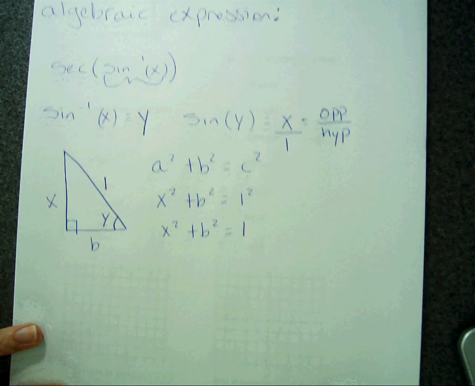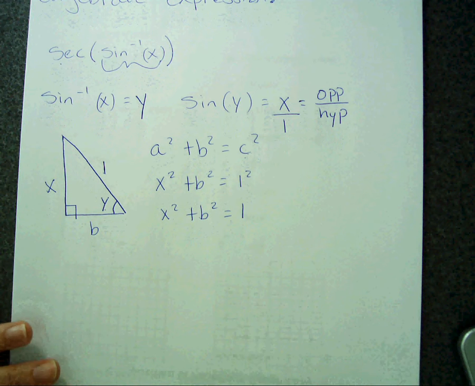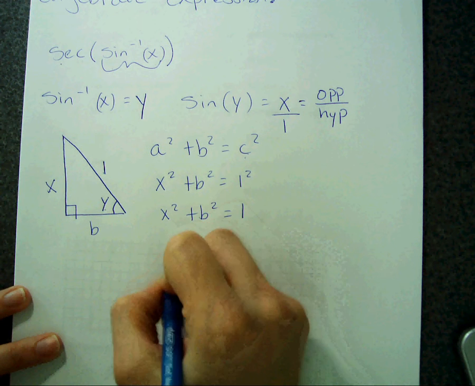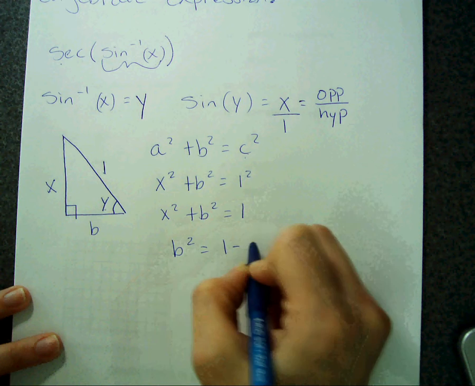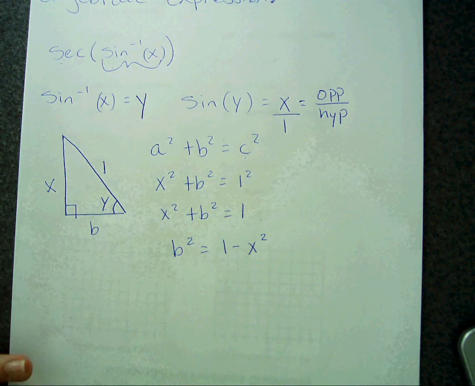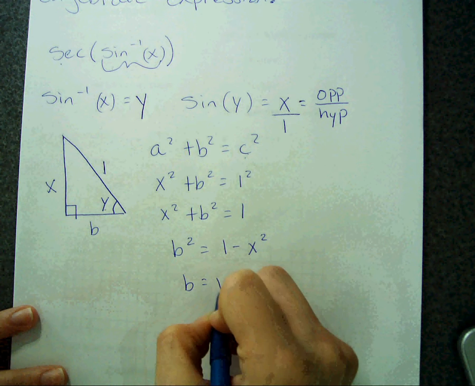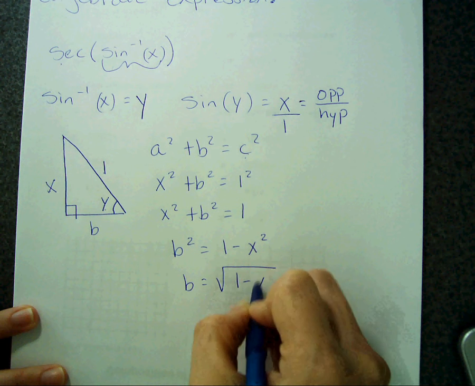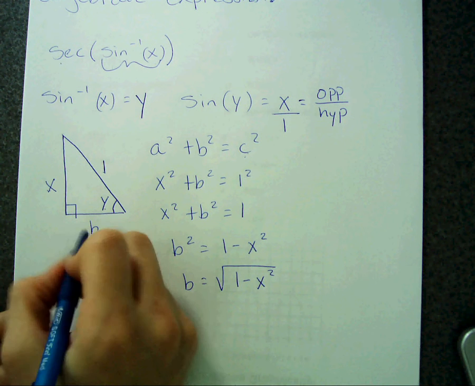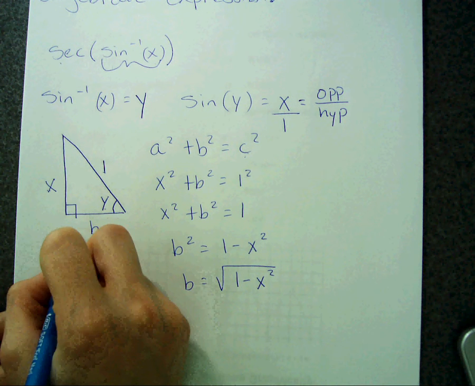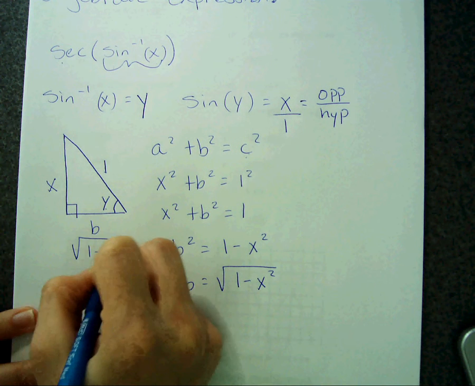I need to get b all by itself, so I'll subtract x squared from both sides. So I get b squared equals 1 minus x squared. Take the square root of both sides, and I get b equals the square root of 1 minus x squared. So my third side is the square root of 1 minus x squared.